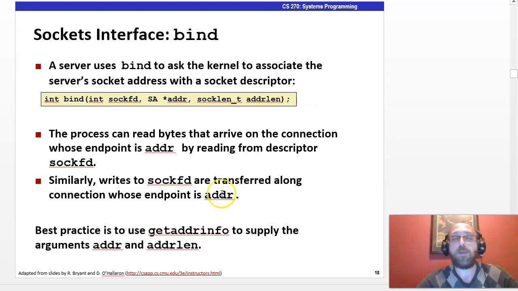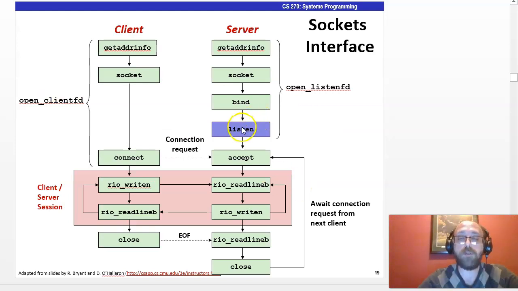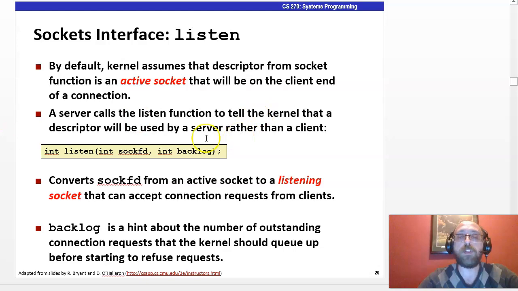All right, so on the server side, we've used socket to create the socket. We've used bind to associate it with a particular address. And now we'll listen for connections. The listen system call takes a file descriptor referring to a socket and takes a hint about how many outstanding connections we should let pile up before we start refusing requests. And then it will set that socket up to be a listening socket. We'll see a little more about the different kinds of sockets on the server side in a moment.